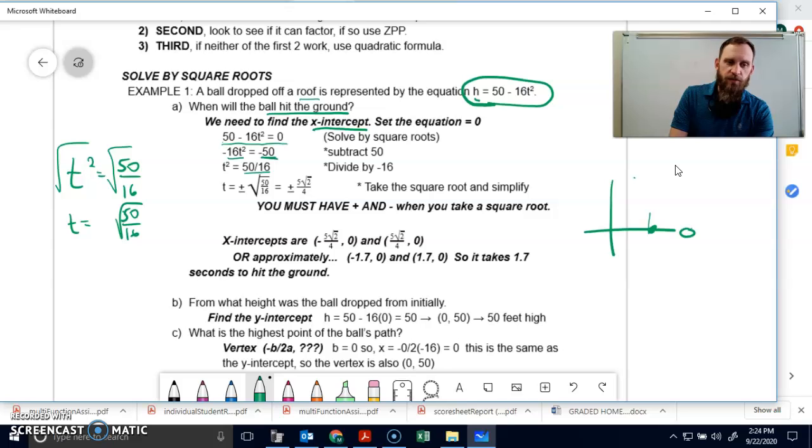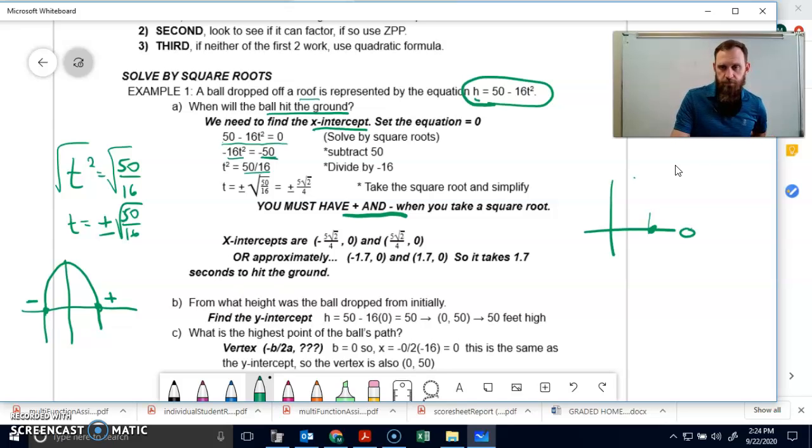But notice in my answer here, and we didn't do this earlier this year because we weren't ready to discuss this yet, but I have to have a plus and a minus. You must have a plus and a minus anytime you take a square root. Why is that? Well, think about what these quadratics are doing. If you draw a parabola, it's going to hit the axis twice. So just having the positive side doesn't work. You also need to have the negative side. So I have to do both plus and minus.